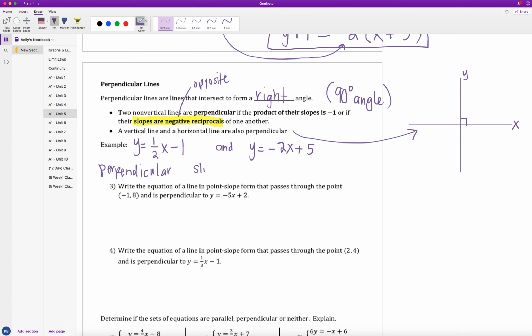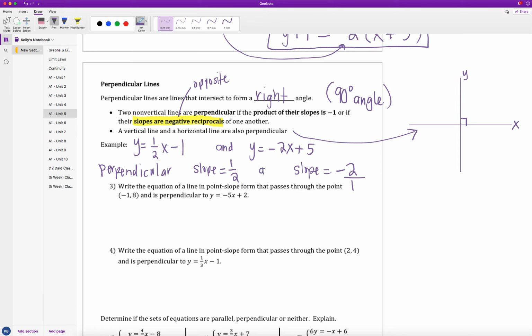The slope on our first line is equal to 1/2, since we're in slope-intercept form, and the slope on our second line is equal to -2, because we're also in slope-intercept form. If I look at these two numbers, these are what we call negative reciprocals. The negative part means one of these is positive and one is negative, so they have opposite signs. And they're reciprocals because I can rewrite 2 as 2/1, and 1/2, if I were to flip it, would give me 2/1. So 1/2 and -2 are what we call opposite reciprocals or negative reciprocals.